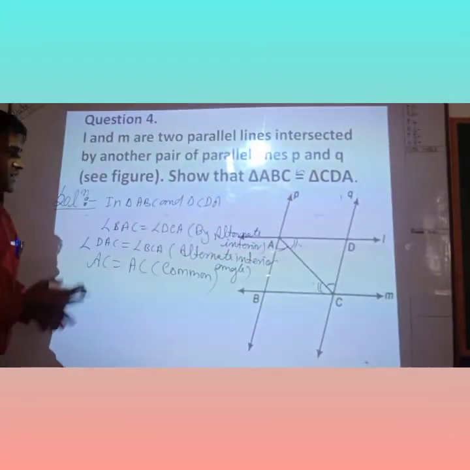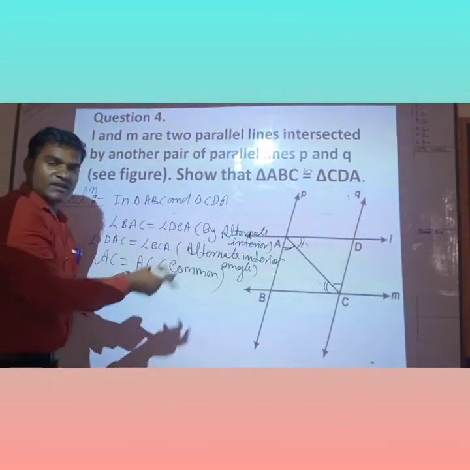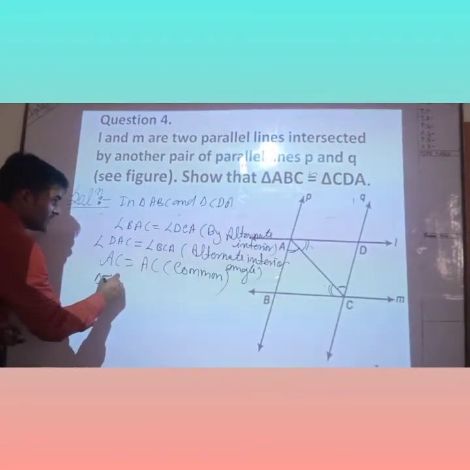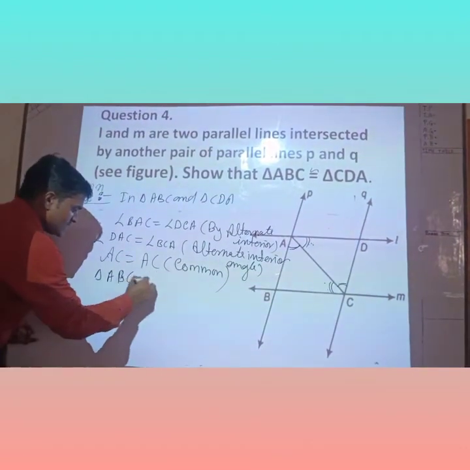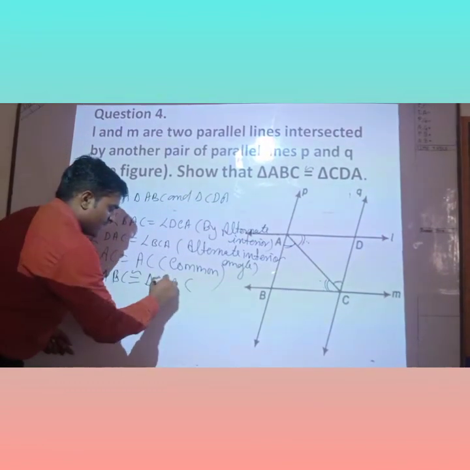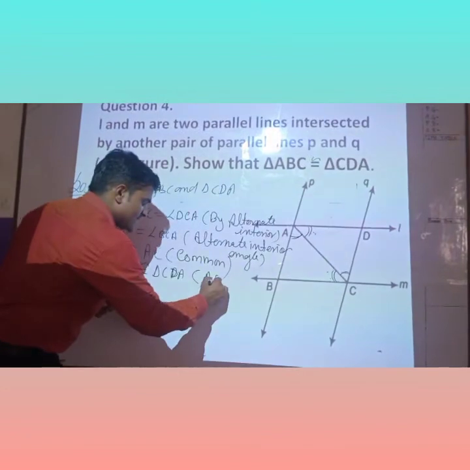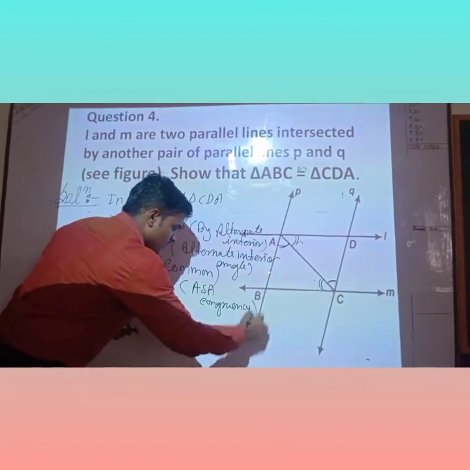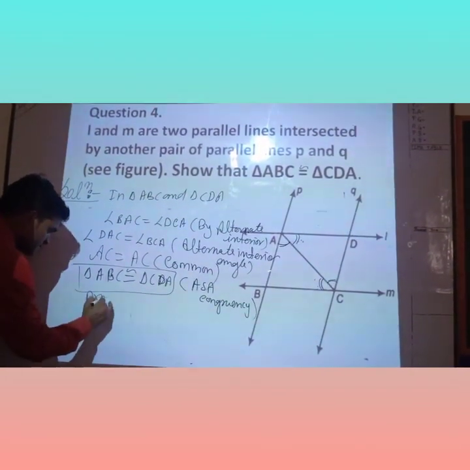Side for the triangles. So children, if there are one side and two angles equal, then the given triangles are congruent. Therefore triangle ABC is congruent to triangle CDA by two angles and a side. So ASA congruency criteria. It's proved.